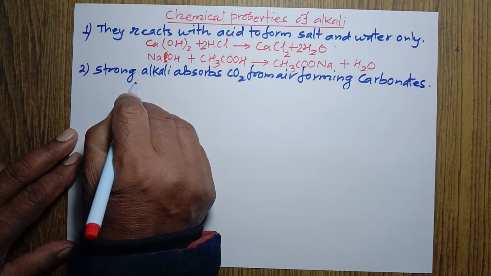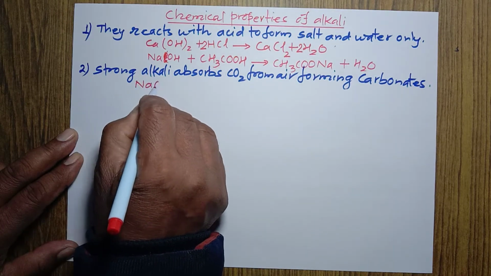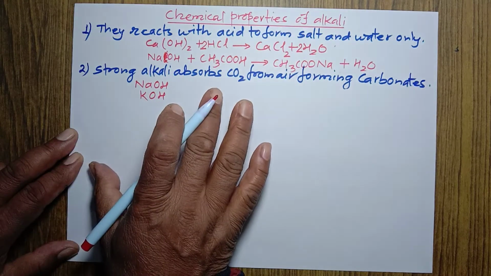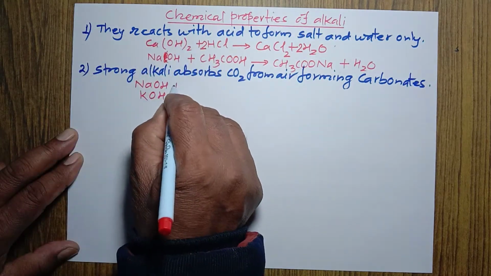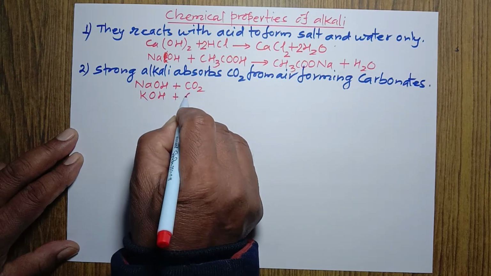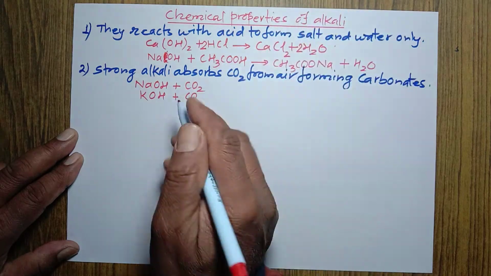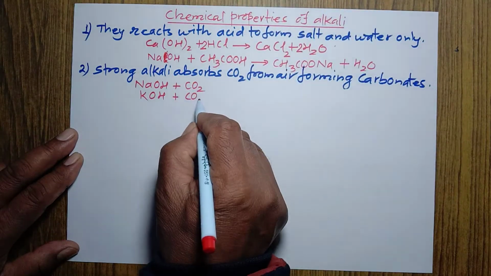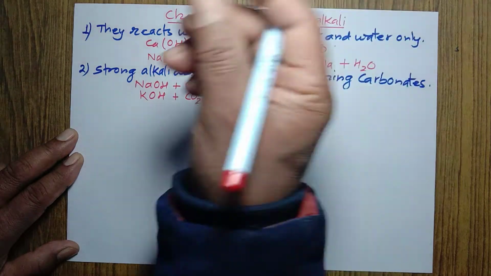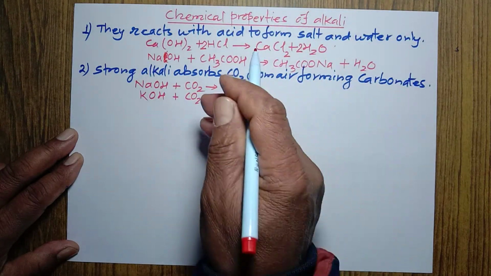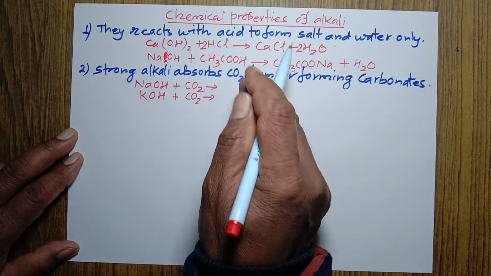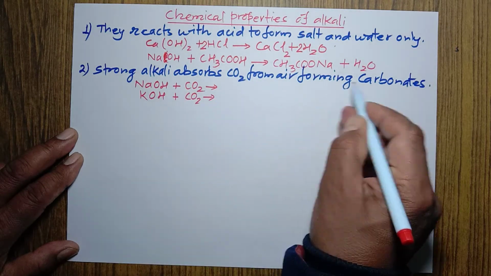Just for example, of strong alkali, we can take sodium hydroxide, and potassium hydroxide is another strong alkali. This strong alkali actually absorbs carbon dioxide from the atmosphere when taken on a watch glass or any container and placed for a few minutes. Then what is seen, their surface appears to be moistened. Actually what is happening, they are reacting with carbon dioxide contained in air, and they are forming the carbonate.